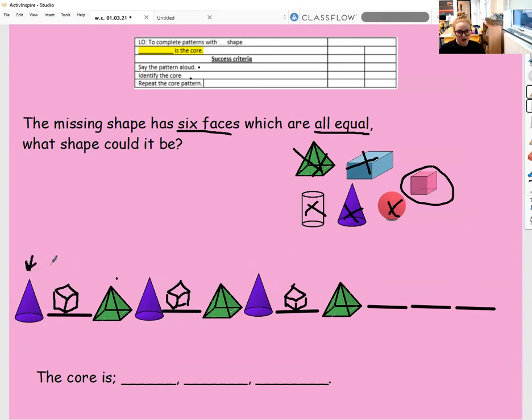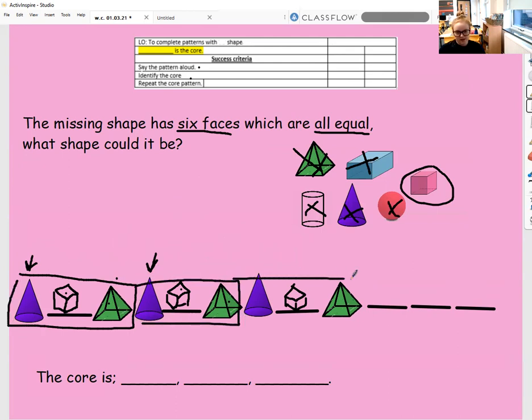So here I can see I've got a cone. I can see there's a cone here. My cone is followed by a cube. It's followed by a cube here. And it's followed by a pyramid here and a pyramid here. So like I said, this is my core. And this is my core repeating.